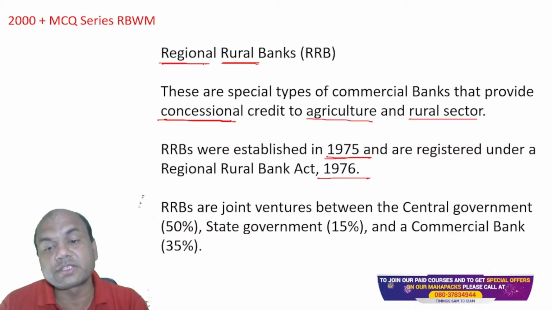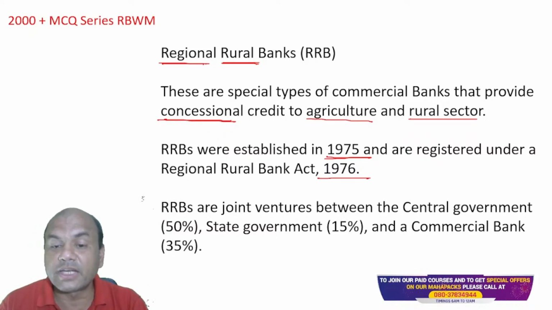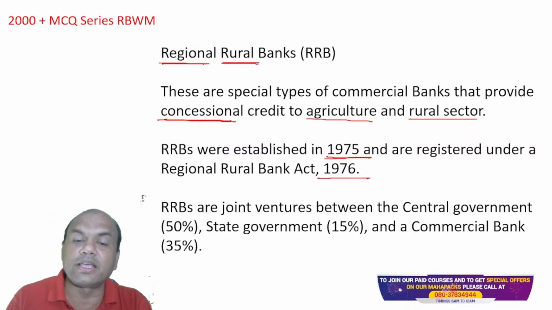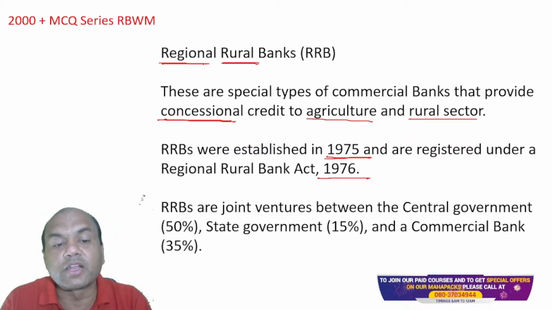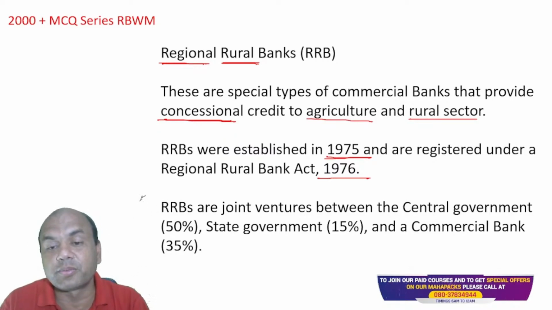RRBs are joint ventures between the central government, state government, and commercial banks. Now, what does this mean? It means for any RRB which is formed, 50% of the funds or the capital is from the central government.